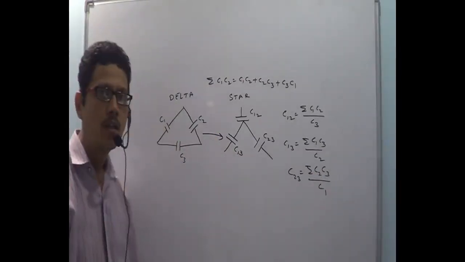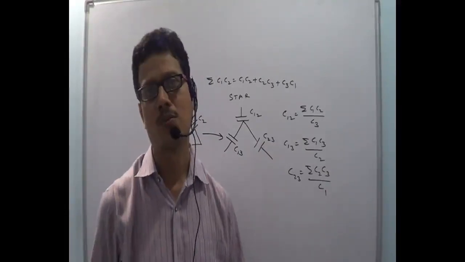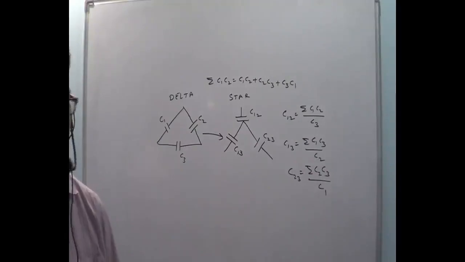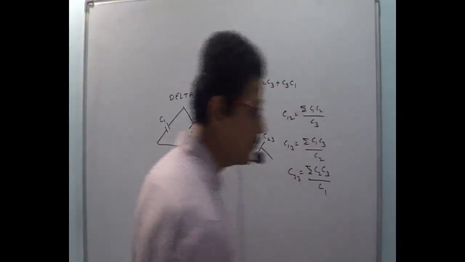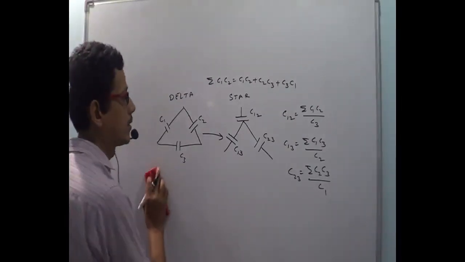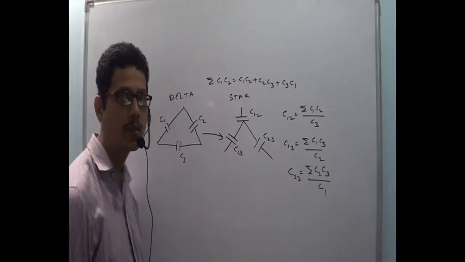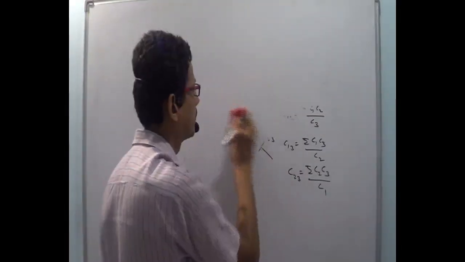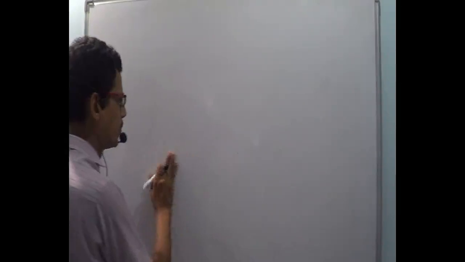Earlier we got 7 microfarads using Kirchhoff's laws. Let's do the same problem using this delta star transformation. I am erasing this. After this there is also star delta, and that also I will give the formulas. Same problem. What is that?